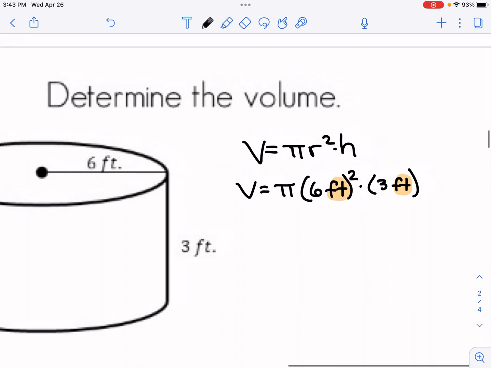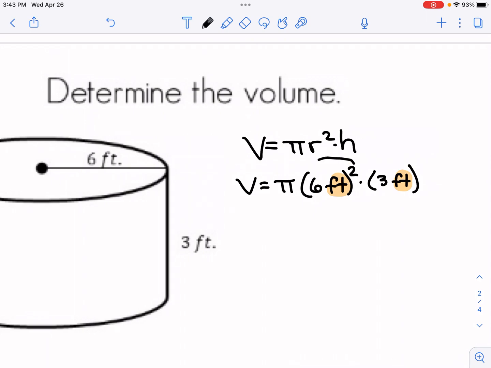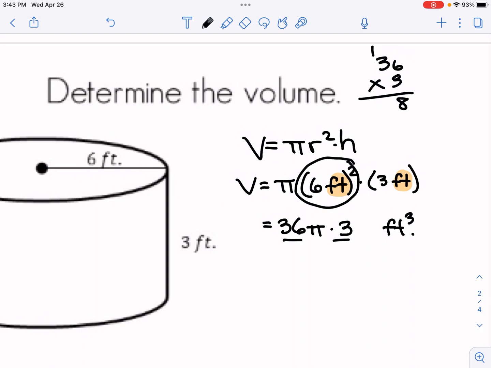In this, the order that I want you to go through is order of operations. You need to square the number first. So 6 squared is 6 times 6, which is 36. I'll put that in front. I'll put pi right after that, and I'll keep this 3 at the end. We're ignoring the feet for now. We know that our answer will be cubic feet. Now, whenever you have numbers that are all joined, it means that they're multiplying. So we're going to multiply 36 times 3. The volume is equal to 108 pi cubic feet.